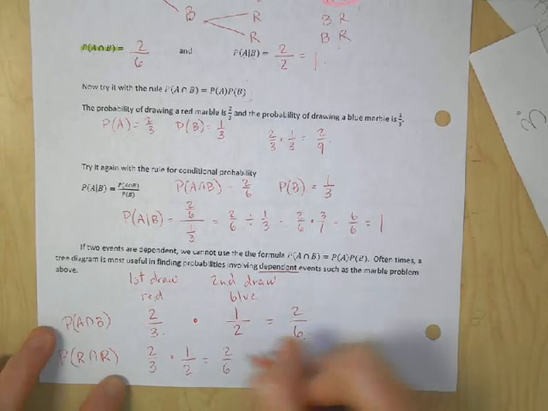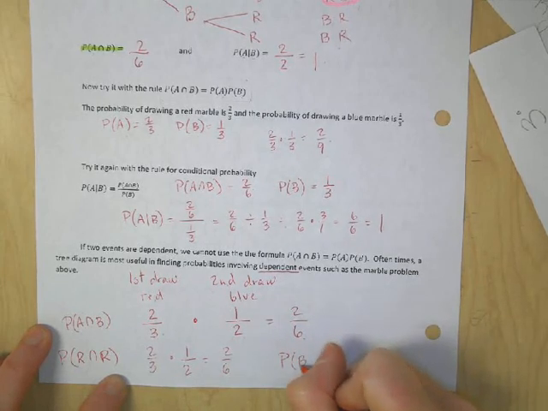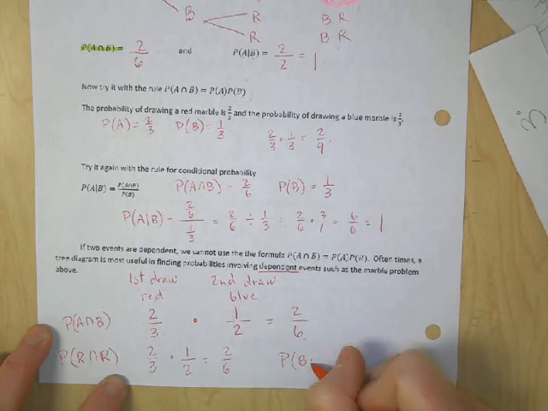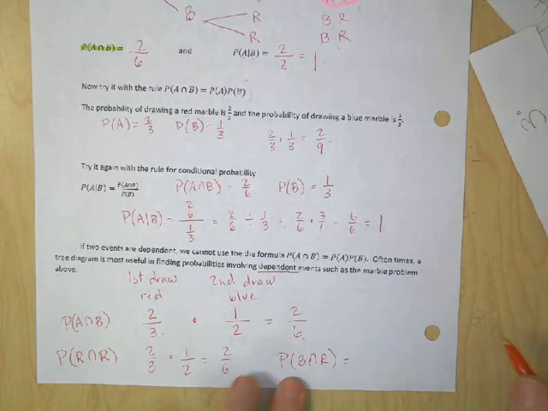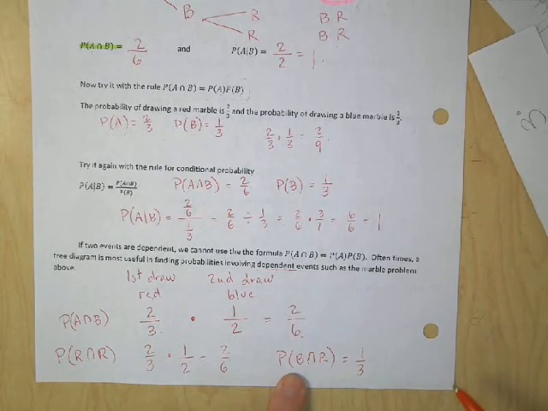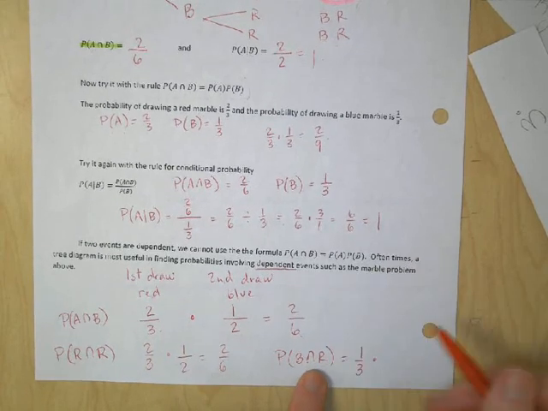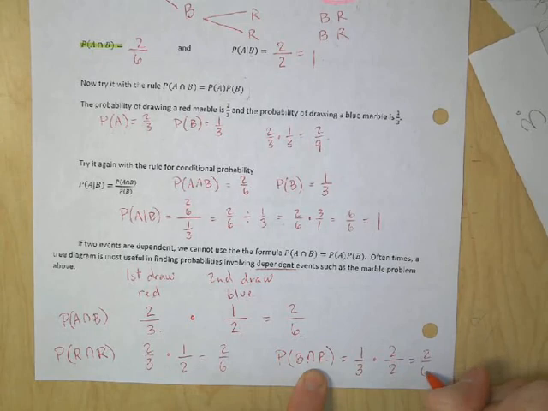Okay, now what about the probability of getting blue on the first one times the probability of getting red on the second one? Well, on the first draw, the probability of getting blue is going to be 1/3, because on the first draw there's 3 marbles, but only one of them is blue. And on the second draw, what's the probability of getting red? Well, I already took out the blue one, so there's 2 marbles left, and they're both red. So what's the probability of that? Oh, again, I get 2/6.